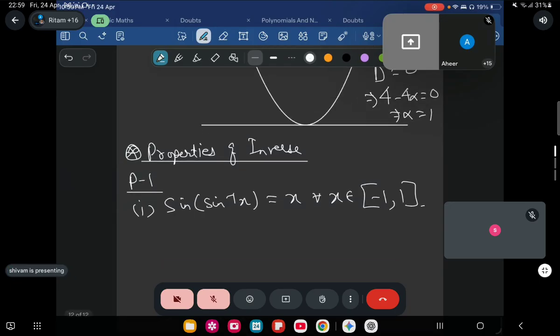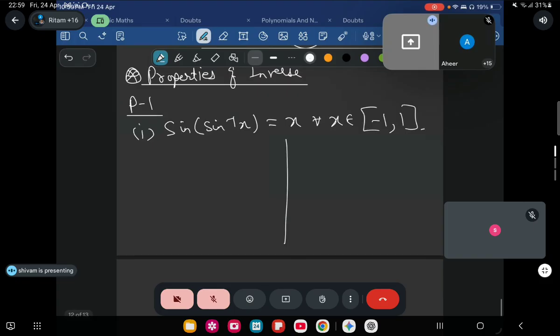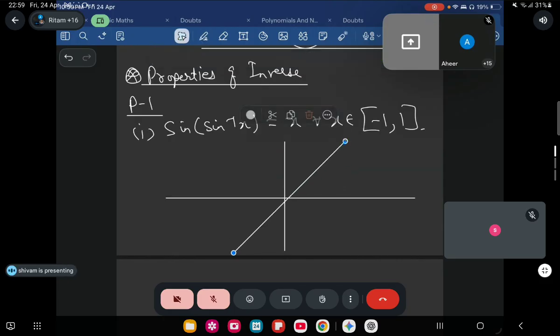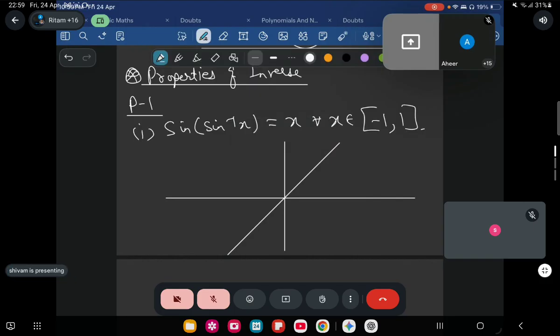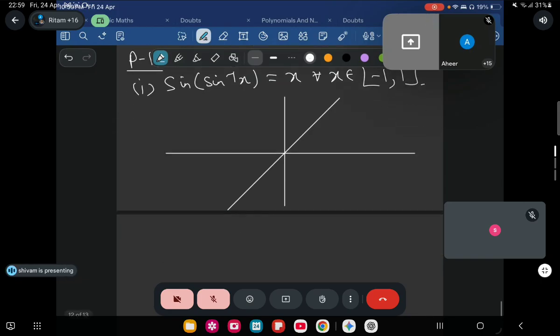Next. So how will the graph look like? The graph will be just a straight line from -1 to 1, passing through the origin, like this. This is what sine of sine inverse x is. Next. Okay, let us see the proof.